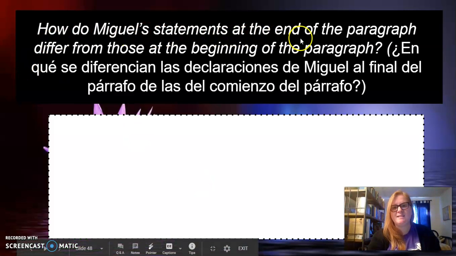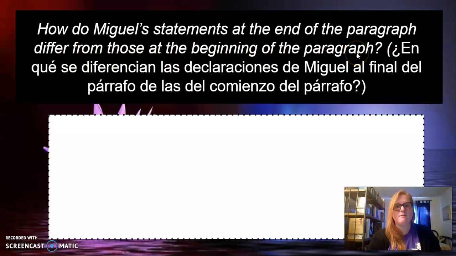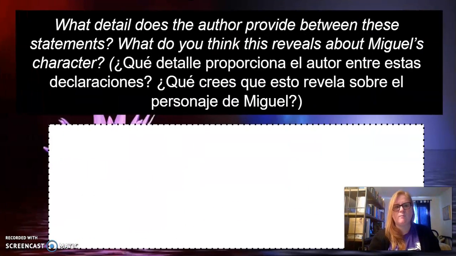How do Miguel's statements at the end of the paragraph differ from those at the beginning of the paragraph? So there's going to be a change that happens when you're reading. What detail does the author provide between these statements? What do you think this reveals about Miguel's character? So you're making an inference because the author doesn't tell you what Miguel is thinking and feeling. You are kind of guessing based on what's happening in this paragraph, what does this reveal about Miguel's character?